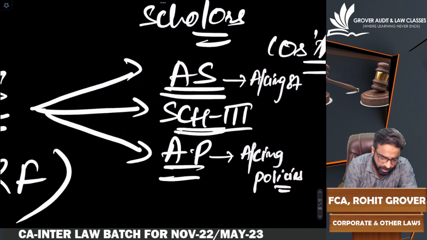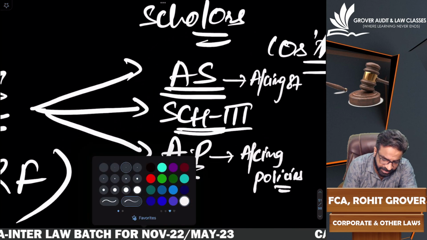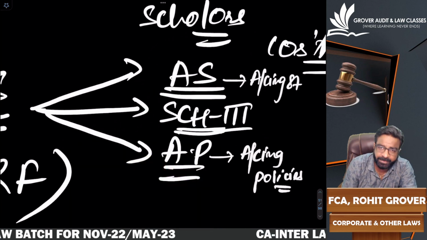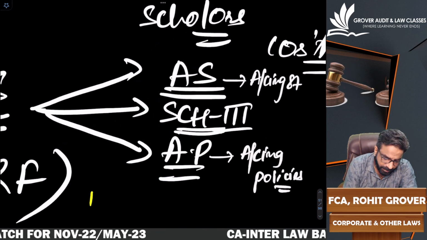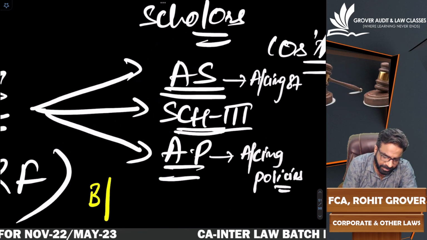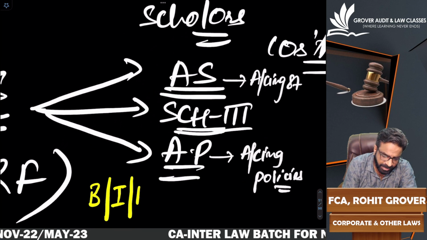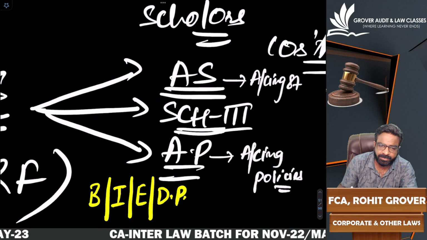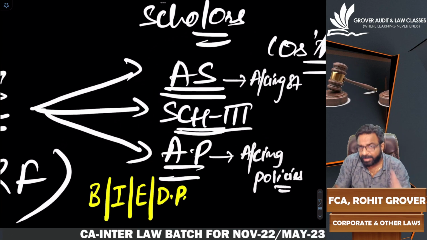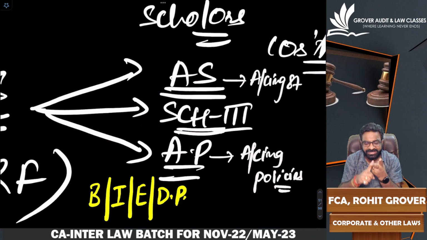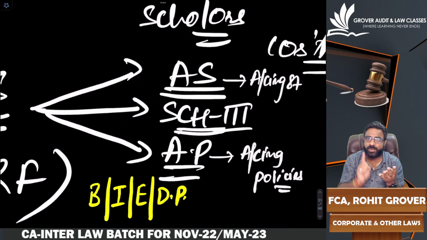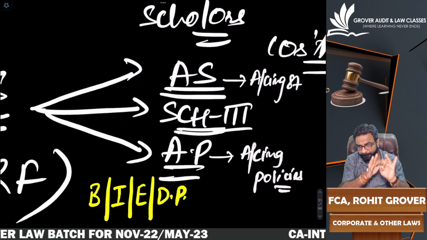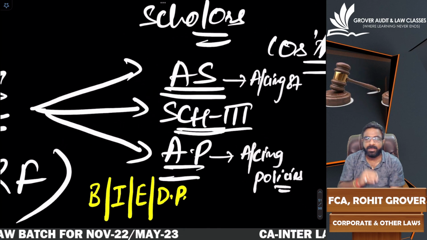But you know all this is written in the Companies Act. Am I correct? Yes, sir. But if you are a banking company, an insurance company, an electricity company, or a defense production company, repeat the 4 words. Banking, insurance, electricity, and defense production.